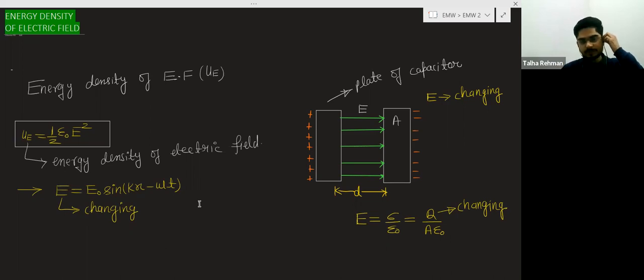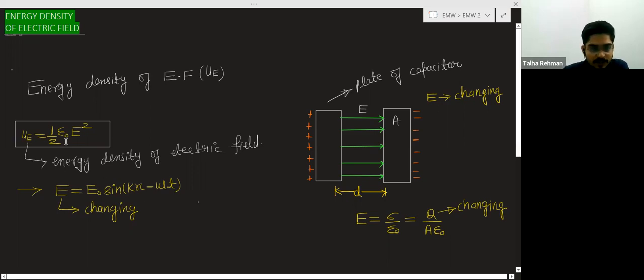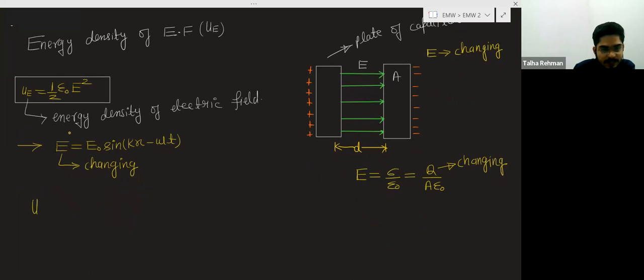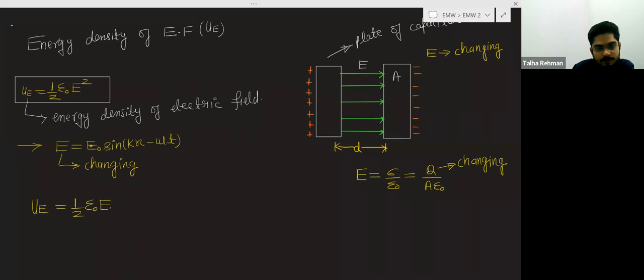Matthew, clear? Yes, sir. Now, because we are calculating the energy density of the electric field, we have half of epsilon naught into E naught square. Here E is this electric field value, so we will put this value in this equation. So we will get half epsilon naught E naught square sine square (kx minus omega t).